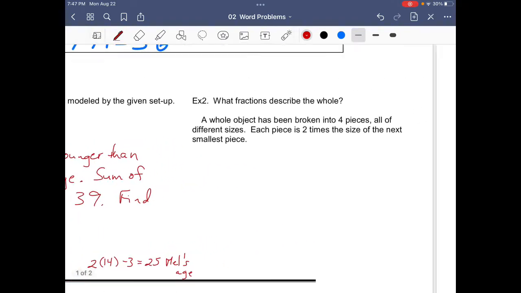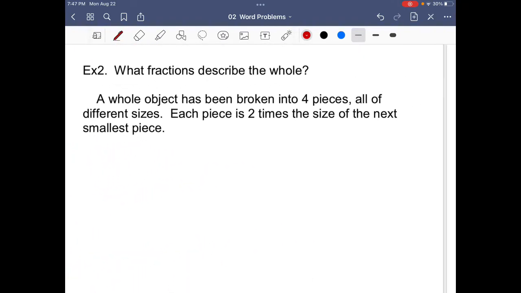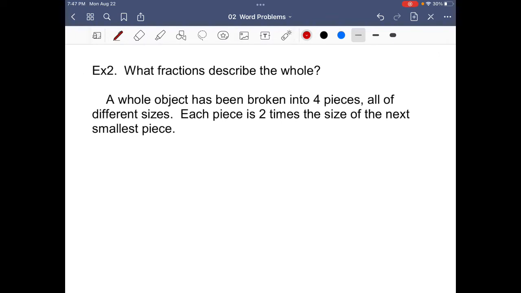How about example 2? Something totally different. It's not the same problem. What do we got? We're trying to find fractions. Okay, that sounds like fun. A whole object's broken into 4 pieces. They're all different sizes. Each piece is 2 times the size of the next smallest piece. It should really say 2 times the size of the previous smaller piece. We should probably change that to be the word previous.